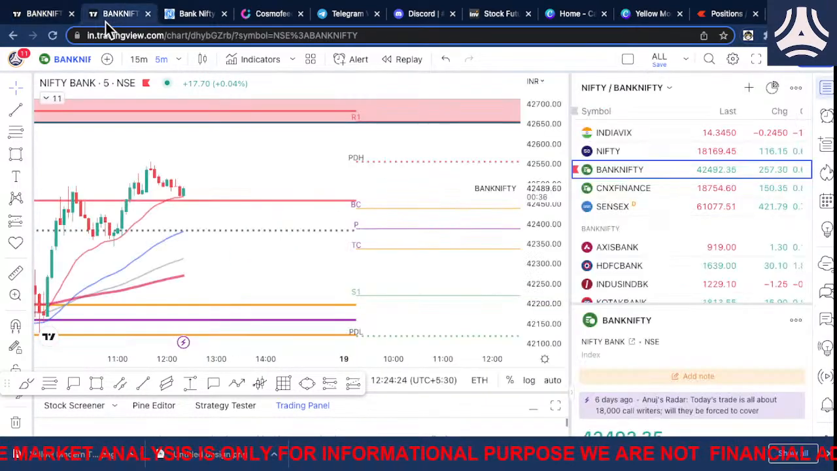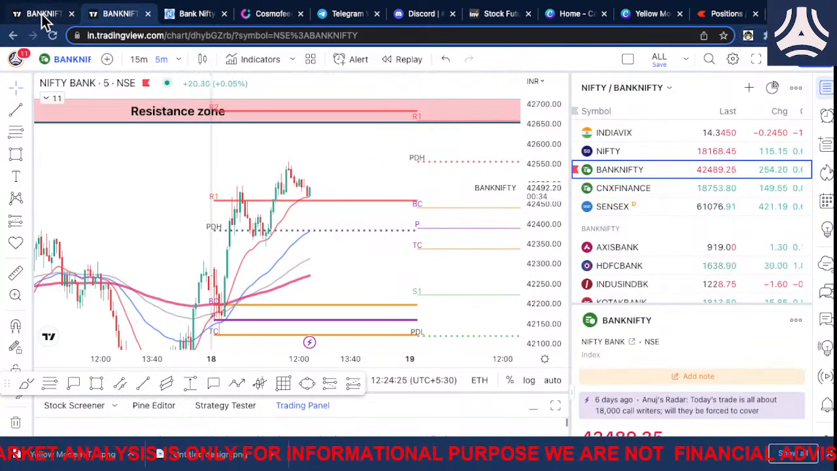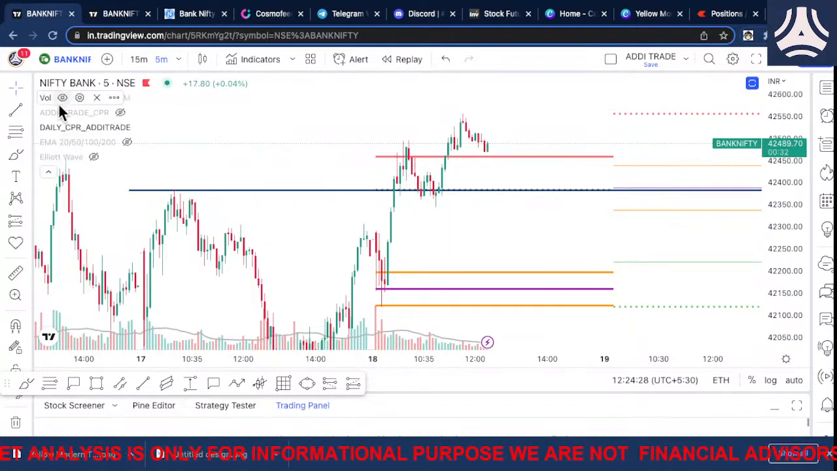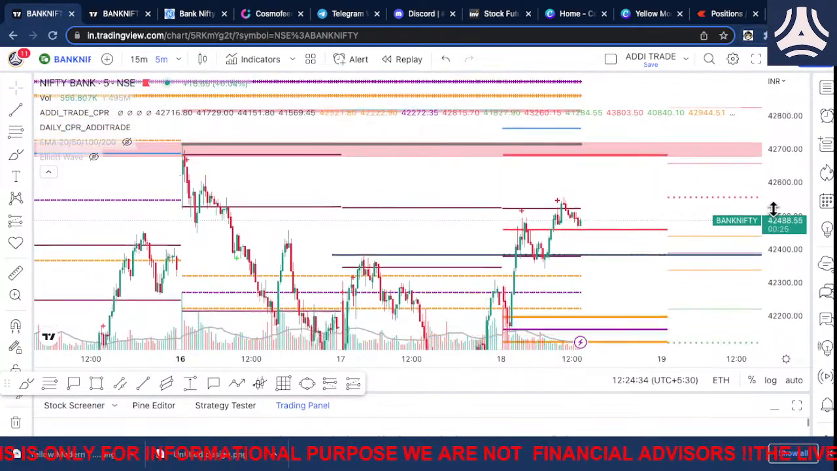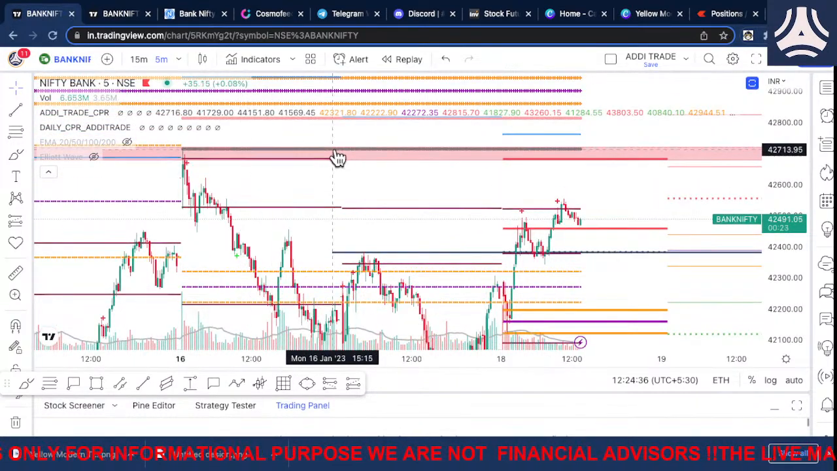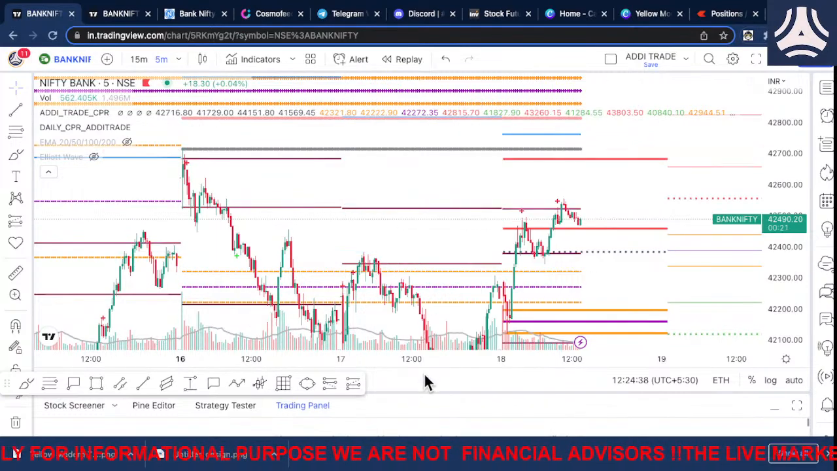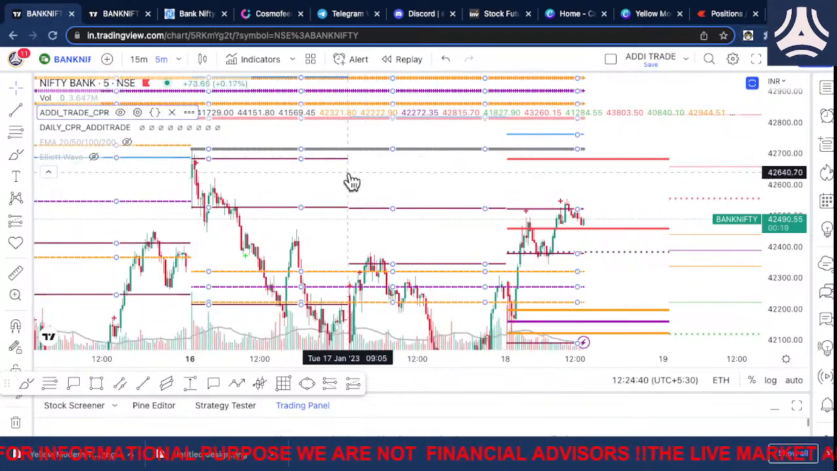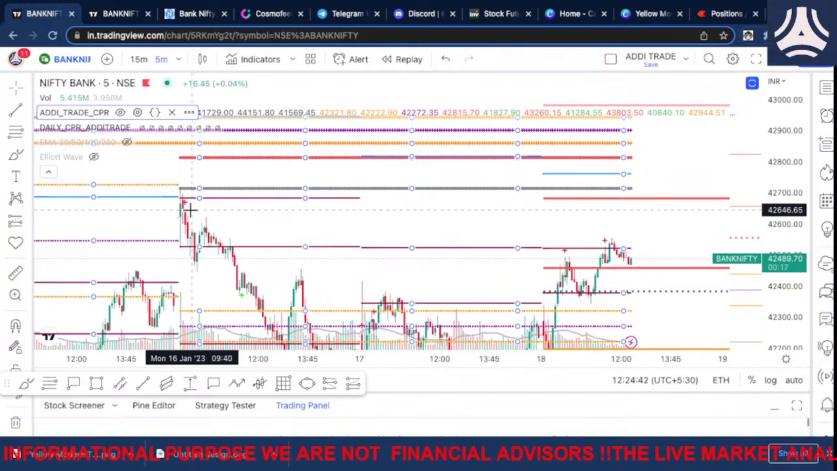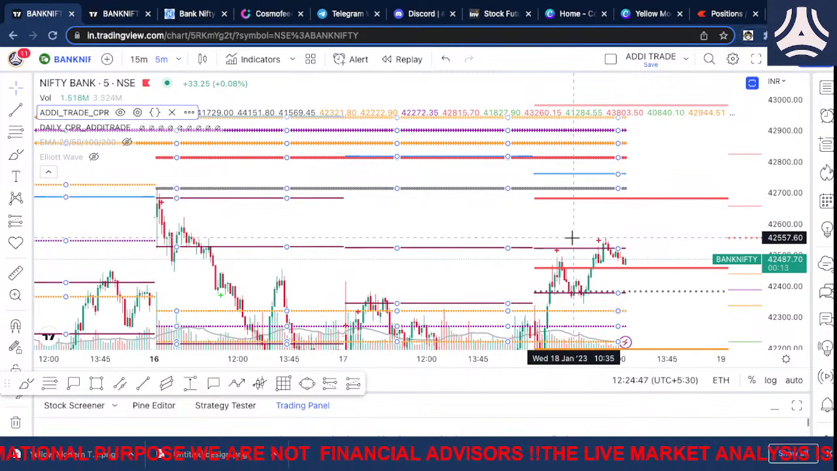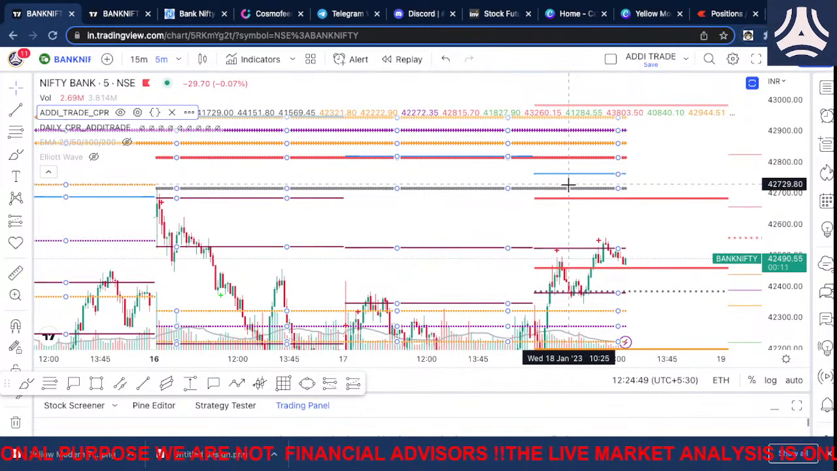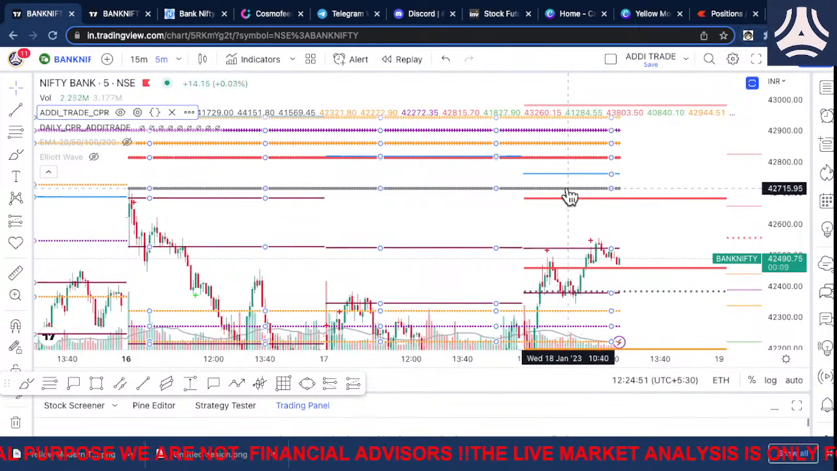See, we also have the weekly resistance here previously, where we see this black dotted line is the previous week high. Let me just remove all this drag. This black dotted line is the previous week high, where on Monday when we opened, we slipped from here. So in case we break out of this level of 42,550, there's a good chance we might test this level.